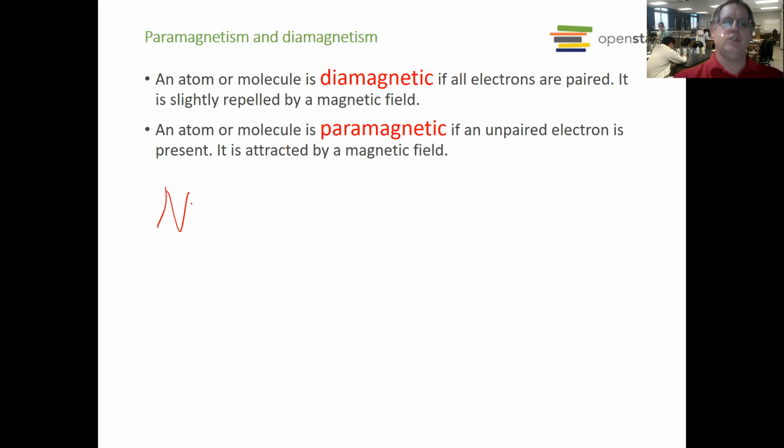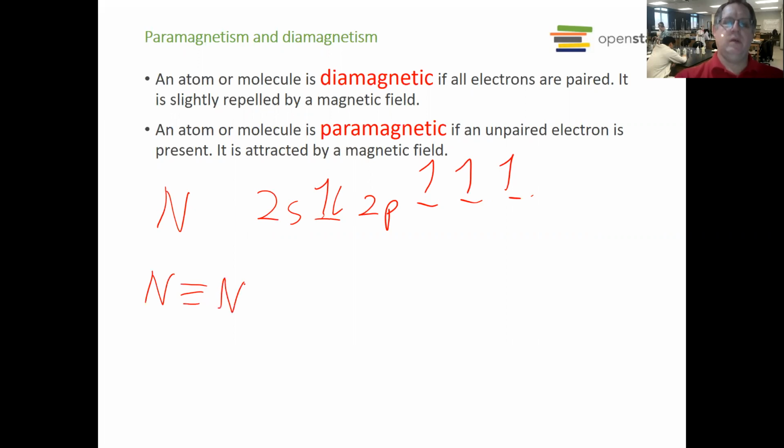For example, nitrogen has a 2s and a 2p that we see here. But we also expect nitrogen to be diamagnetic if I have N2. And both of these match what we expect.